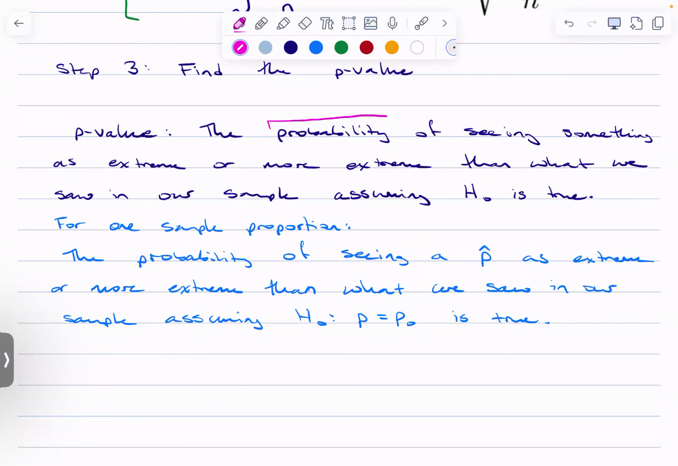A probability is an area under the curve, right? And we have a normal curve because Z comes from a normal curve. And so the probability is really the area under the curve. And something as extreme or more extreme, that puts us in the tails, right? As extreme or more extreme, more specifically means the area in the tails.